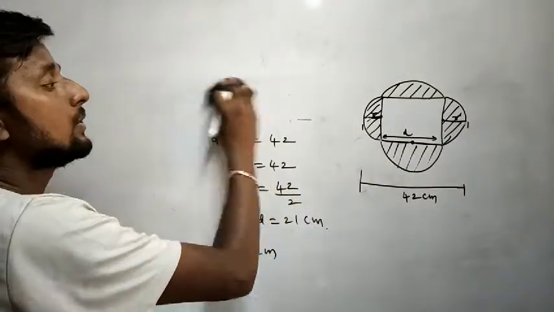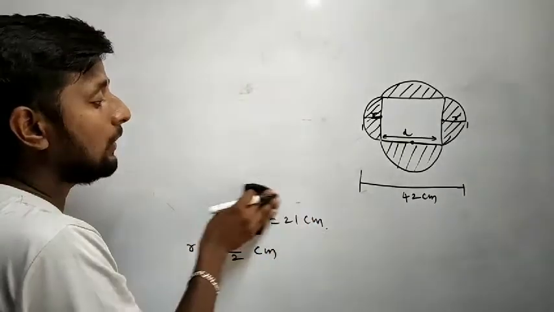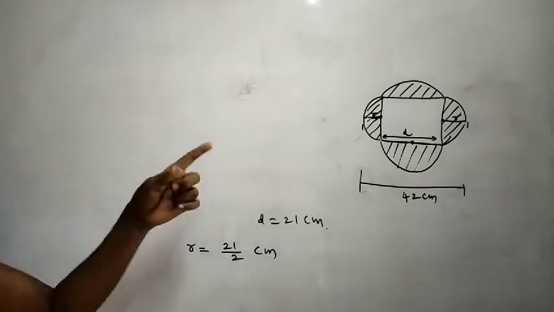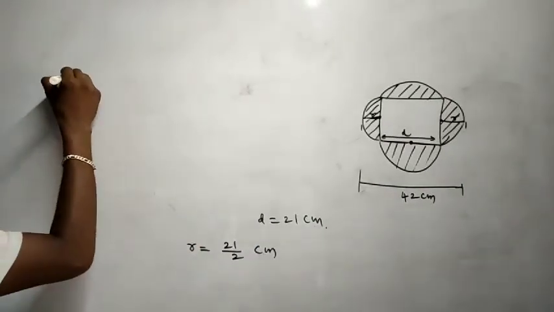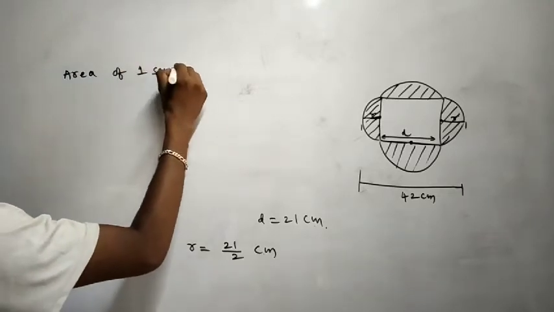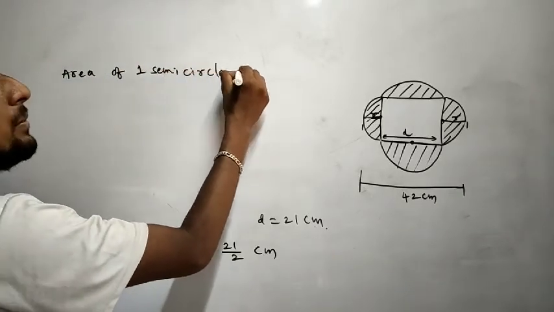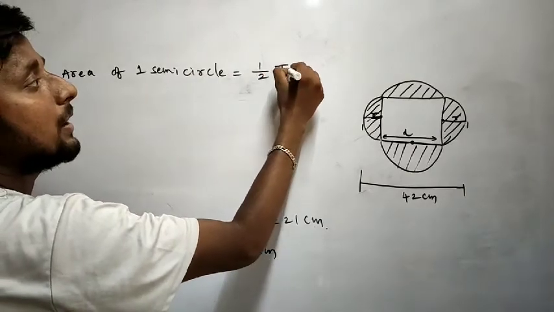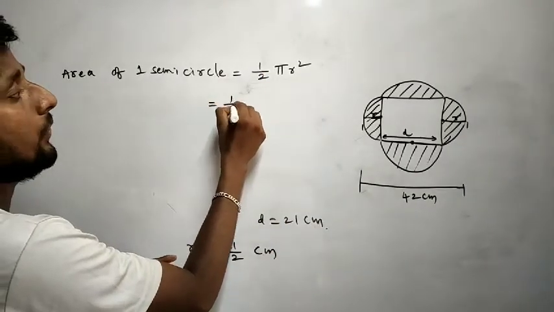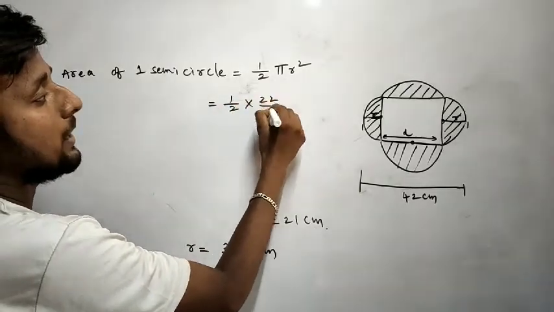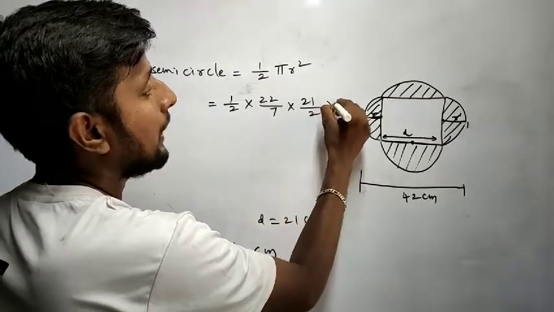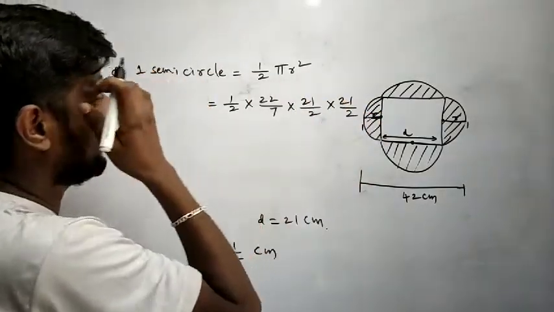I said already about the half circle also. A half circle is nothing but a semicircle, half of the circle. So the area of one semicircle is half of the formula pi r square. Now we'll write half into pi value 22/7 into r value 21/2, again 21/2.